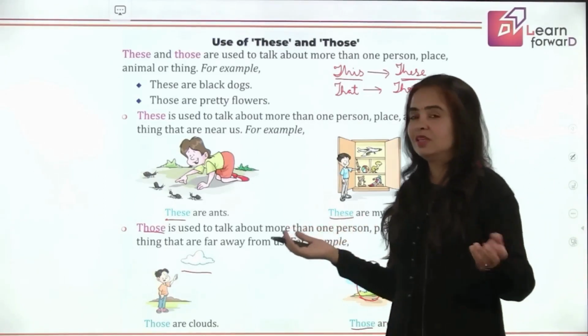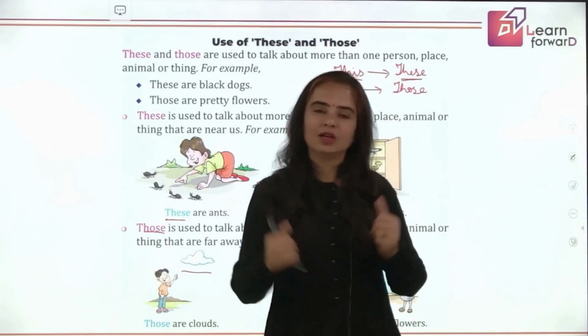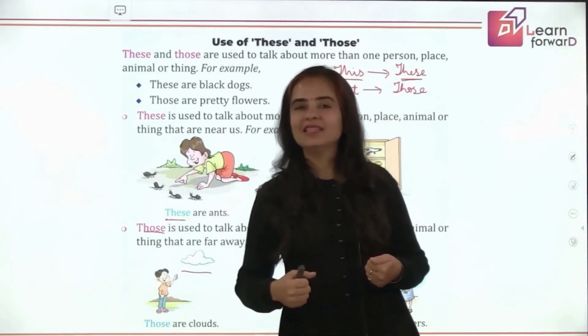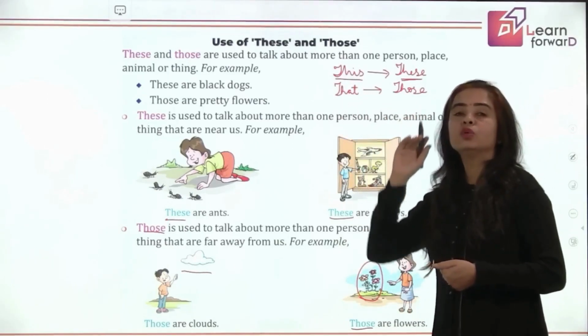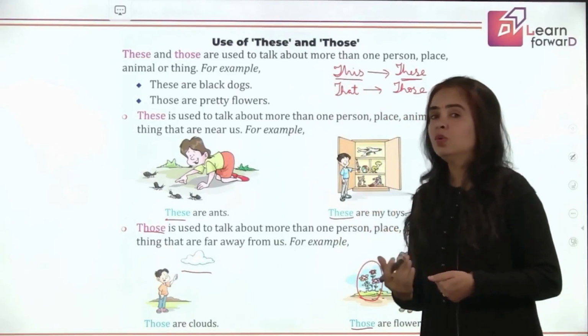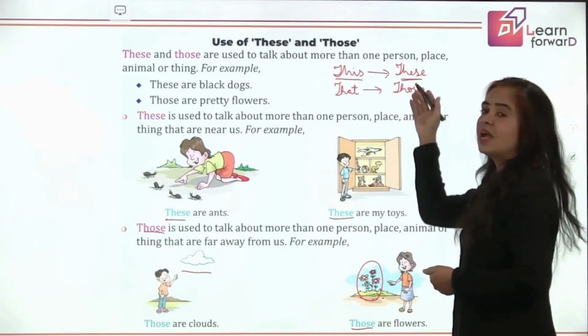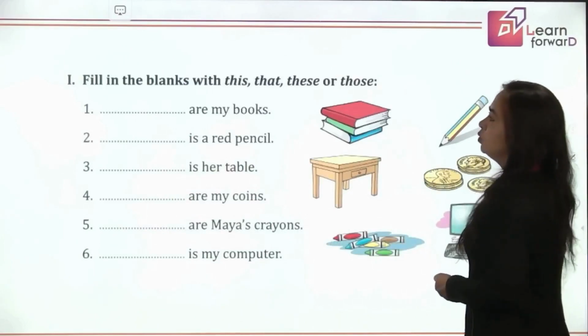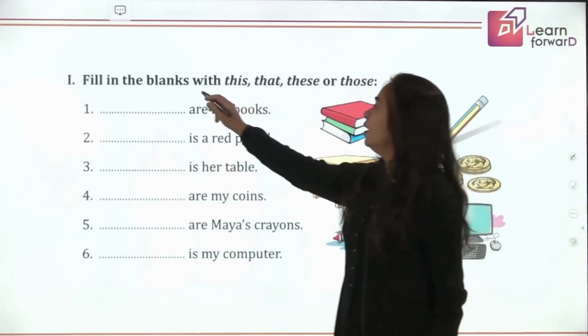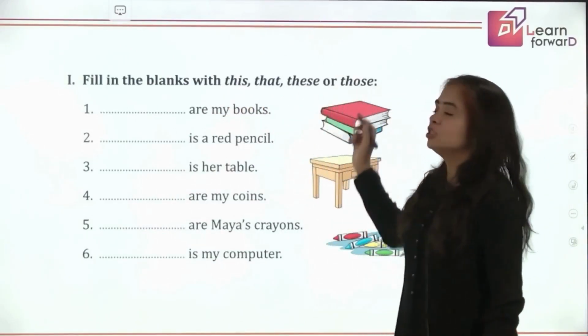So she is using the word those to point them out. Got it? Can we move ahead? Just remember, this and that are used for singular naming words. These and those are used for plural naming words. So let's move ahead and do an exercise. Fill in the blanks with this, that, these or those.